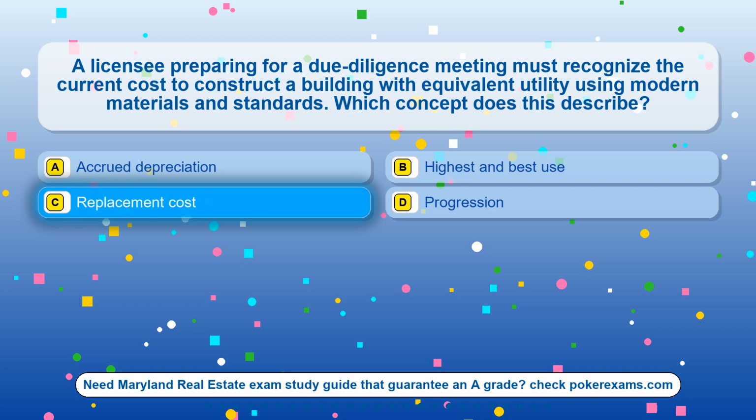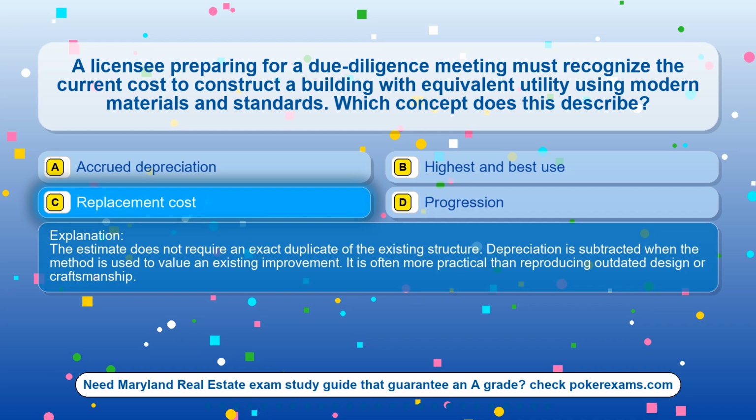The correct answer is option C, replacement cost. The estimate does not require an exact duplicate of the existing structure. Depreciation is subtracted when the method is used to value an existing improvement. It is often more practical than reproducing outdated design or craftsmanship.